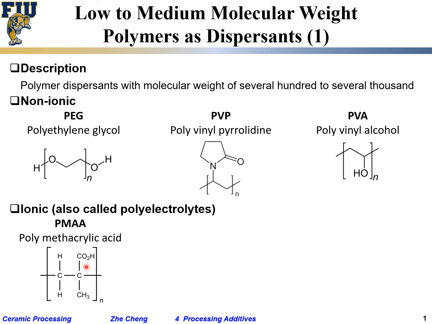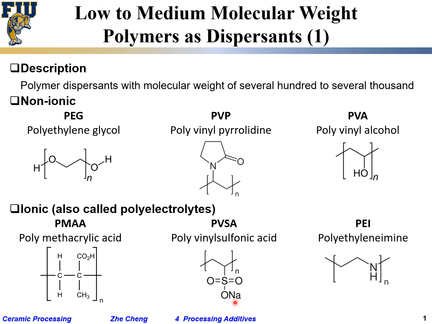And ionic ones, so-called polyelectrolytes, like PMAA, used quite often, polymethacrylic acid. When I have this COOH group and dissolve it in water, the H would go, and I would have an ion. Make sense? Or PVSA, polyvinyl sulfonic acid. This sodium, I probably have a mismatch here, but this sodium dissolves in water and goes, and I have an anion group here. PEI, similarly.